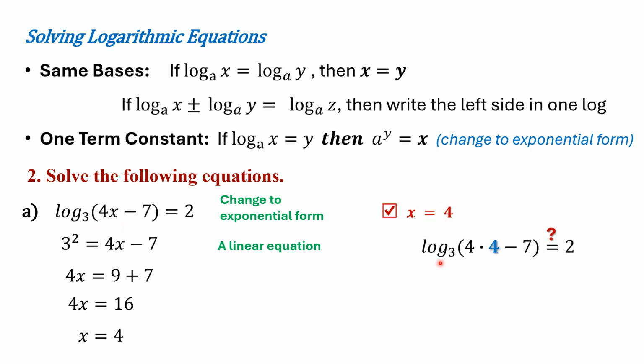So we will have log base 3 of 4 times 4 minus 7, is it equal to 2? If you simplify the left side, you will get 2 is equal to 2. So it means the solution for this equation is x equal to 4. So you have to accept this value. So that is a solution.